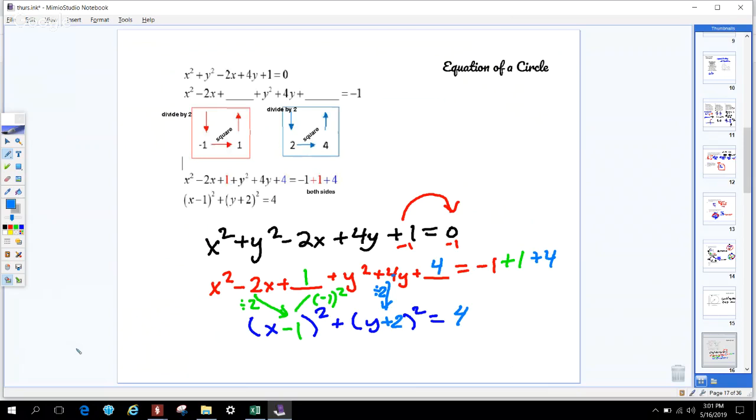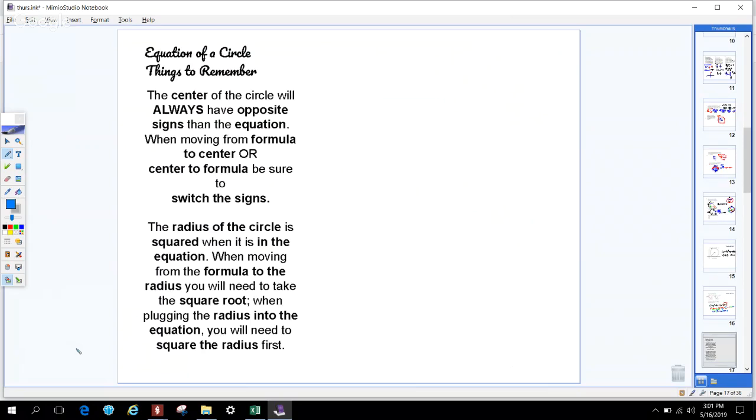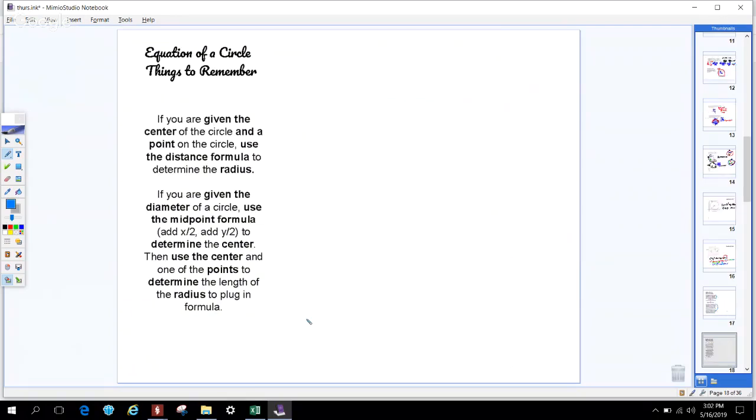Okay, let's look at some more things. Other things you need to know, and if I could have one prayer, I've got a lot of prayer for you, but please remember these things, okay? The center of the circle always will have opposite signs like we just did. So you're going to have to switch the signs if you go from the formula to the center or the center to the formula. Next, the radius of the circle is squared. So you're going to have to take the square root, just like we just did.